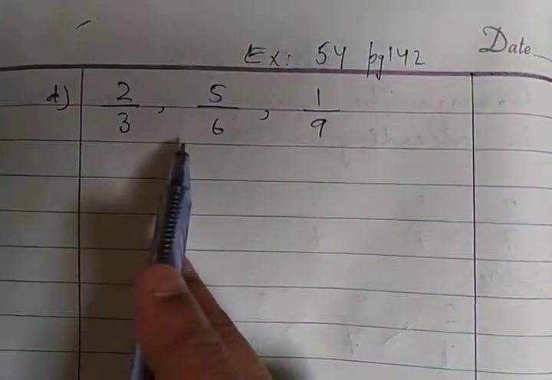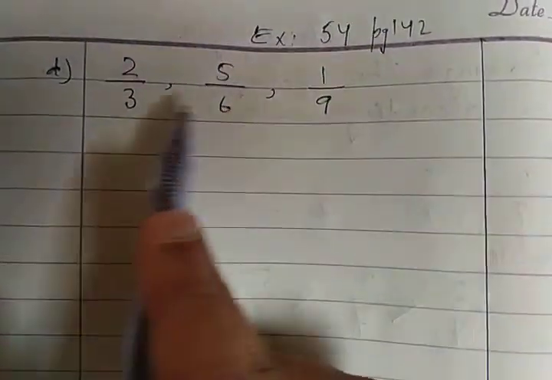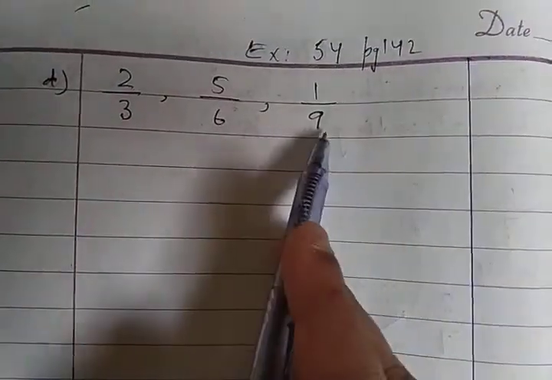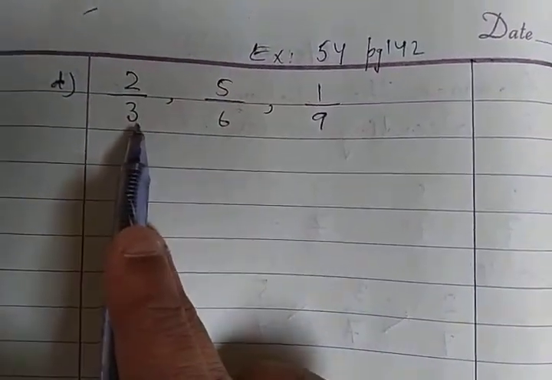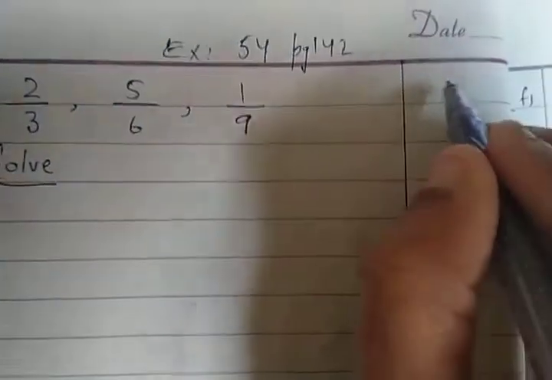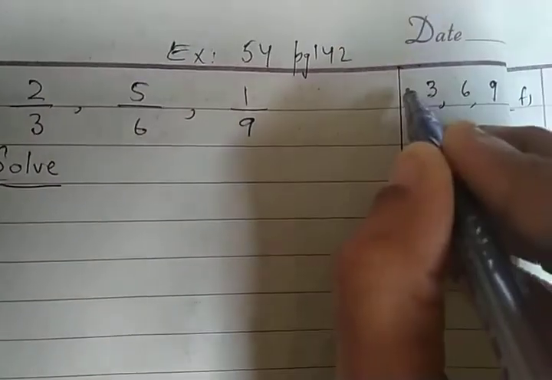Okay, class 4 students, let's move to fractions in ascending order of unlike fractions. देखिए 3, 6, 9. The fractions are unlike fractions. So you take the LCM of denominators 3, 6 and 9. So you have to write in your rough column 3, 6, 9 and take the LCM.